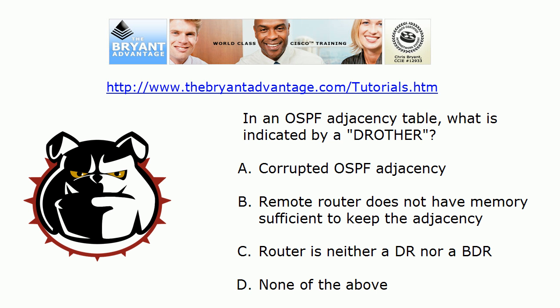In an OSPF adjacency table, what is indicated by DR other or drother? A, is it a corrupted OSPF adjacency? B, that the remote router does not have sufficient memory to keep the adjacency. C, that the router is neither a DR nor a BDR. Or D, none of the above. Don't you hate none of the above? Me too, that's why I put them in there.